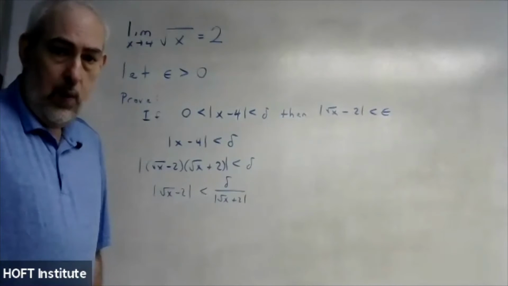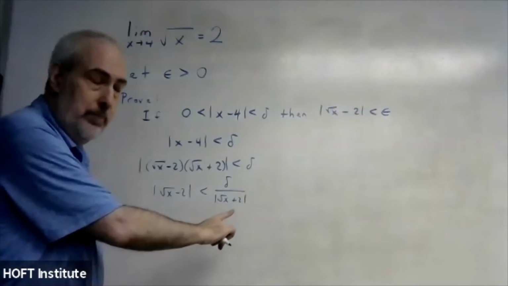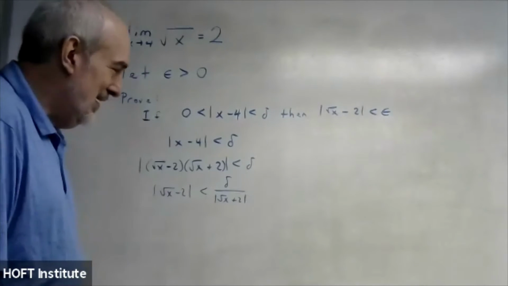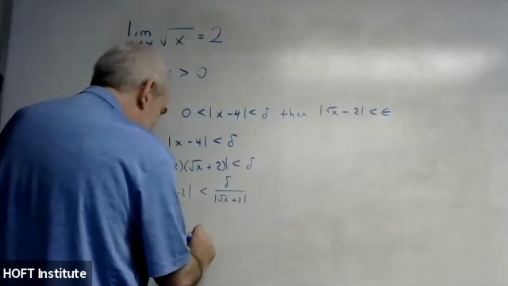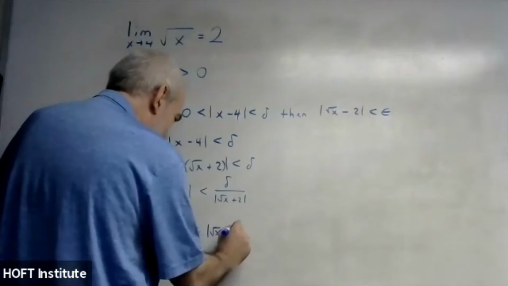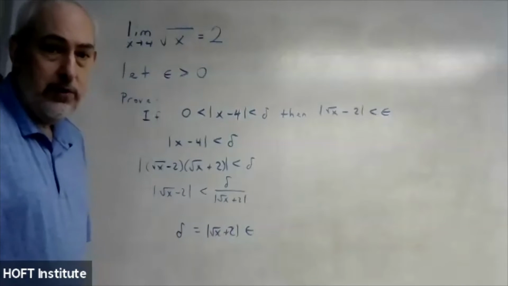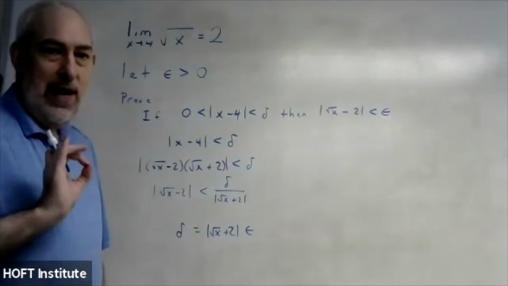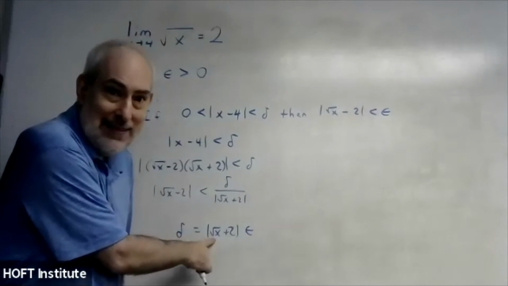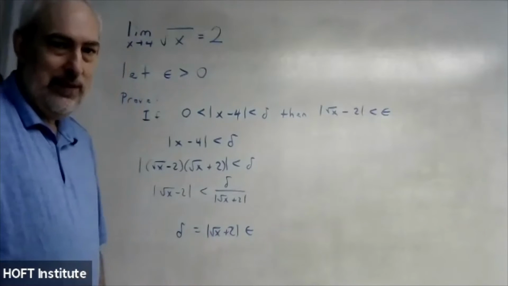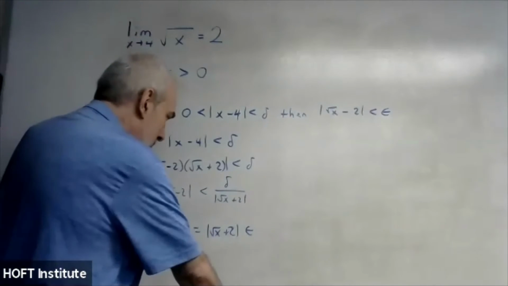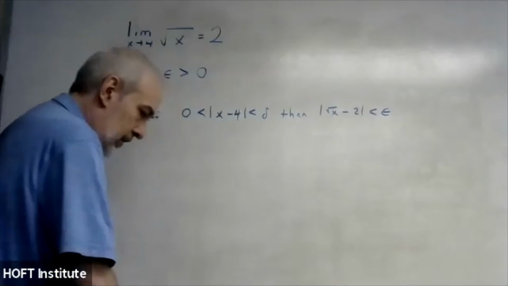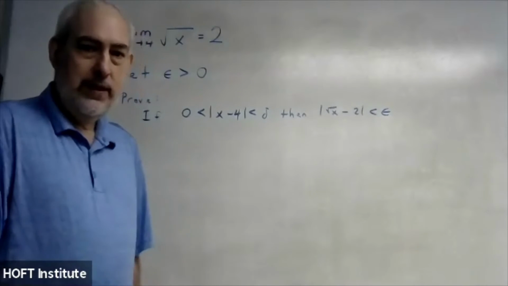So why couldn't I just let this be equal to epsilon and then solve for delta and call it a day? Because then I would end up getting that delta would be this expression. But my delta needs to only be a function of epsilon. It can't also have this variable x in it. So that's the problem. So what are we going to do so this is no longer a problem? We have to take a small little detour.